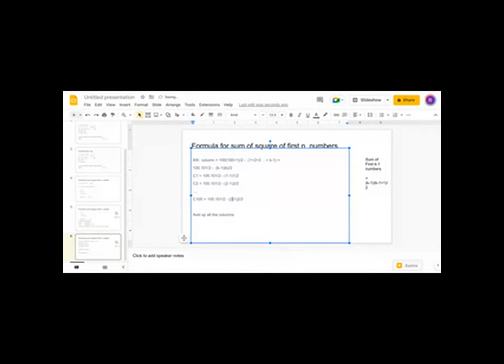Then I'll get 100 minus 1 into 100 by 2. Okay, is this clear? That first column we have a formula and we got exactly this. Second column we have this, third column we have this, and so on and so forth. Is that clear to everyone? Yes, sir. Now we have to add up all these columns, correct? Is that right? Yes, sir.